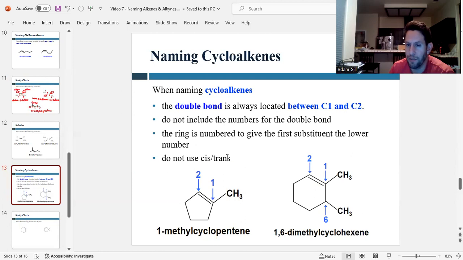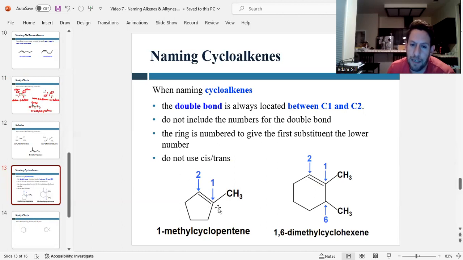And we don't use cis or trans because any cycloalkene smaller than like 8 carbons is always cis. If it was trans, you couldn't close it into a ring because the bond angles would just be too skewed. So we don't have to specify cis or trans because they're almost always cis.